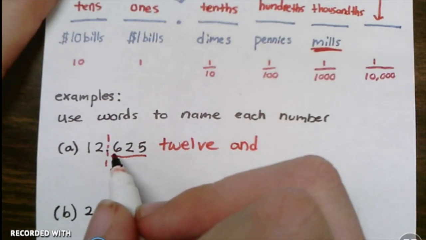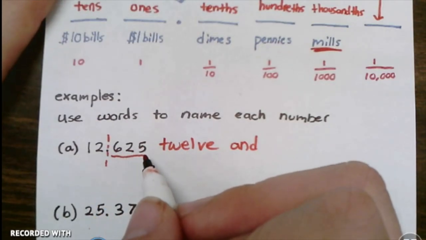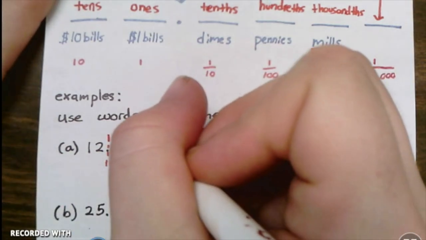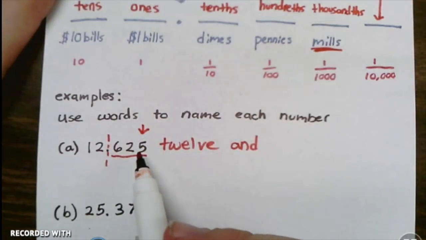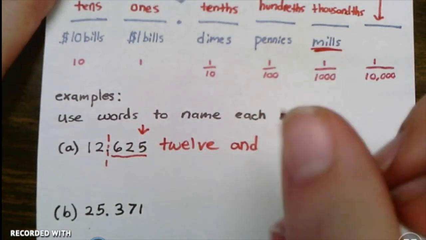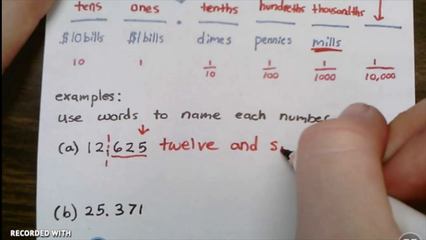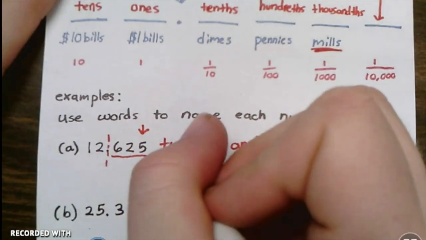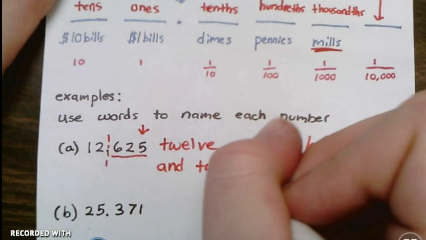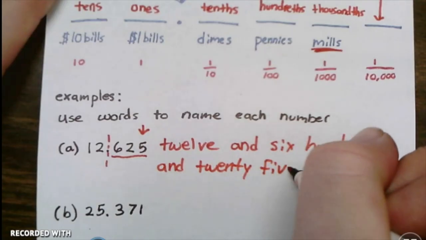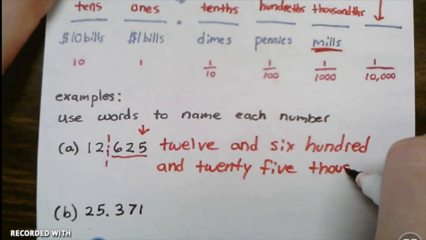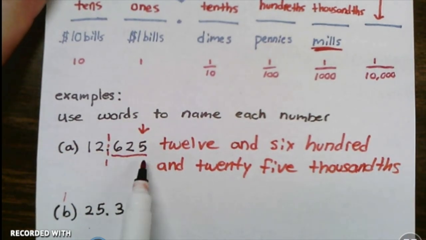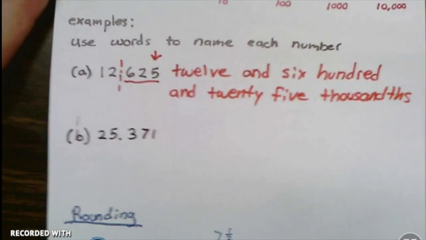So what is this number? It's 625, and then the label is whatever place value it ends in. So since the 5 is in the thousandths place, this is going to be 12 and 625 thousandths. 12 and 625 thousandths.